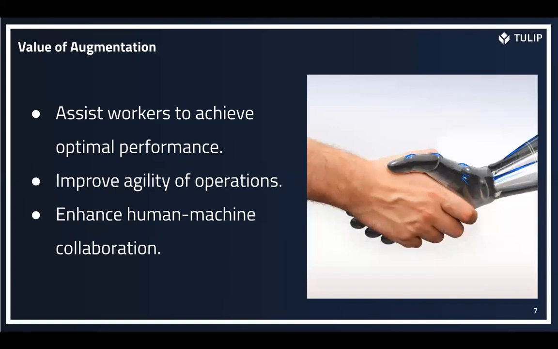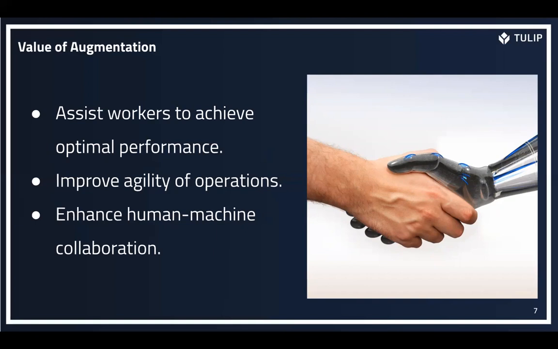So what are the values of augmentation? The first and I think the most important is that it assists workers to achieve optimal performance. It works with them, boosts them, and quite literally augments what they're able to do. Because augmentative technologies are digital technologies, they're constantly collecting information, storing data, responding to things in real time, which means that engineers and manufacturers have much more data to work with. It allows them to make decisions on a much more granular level, to respond to changes faster, and to iterate their processes much more rapidly.